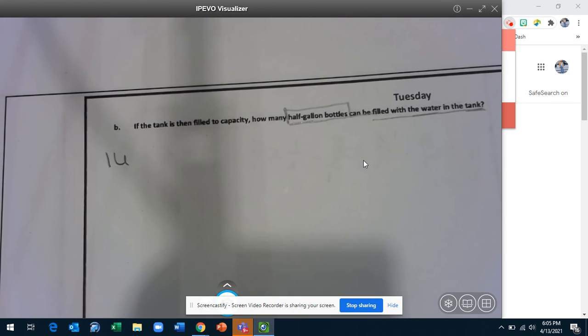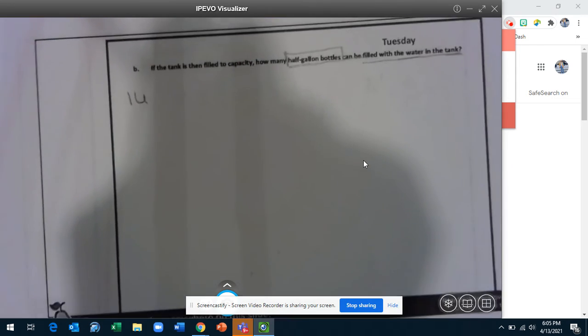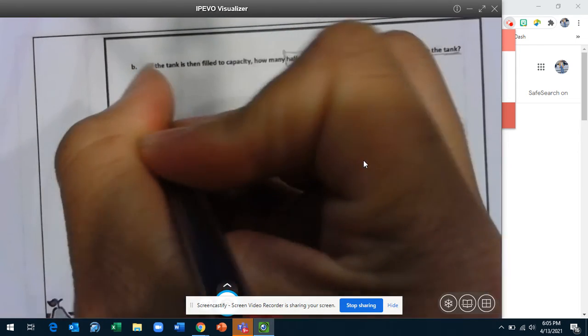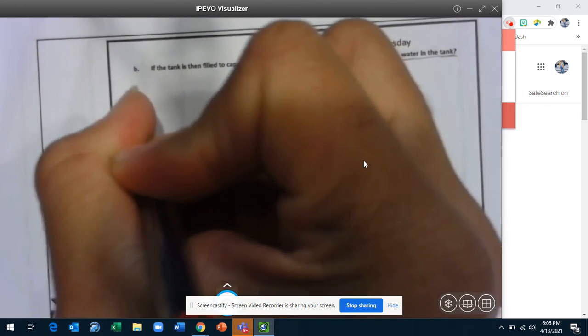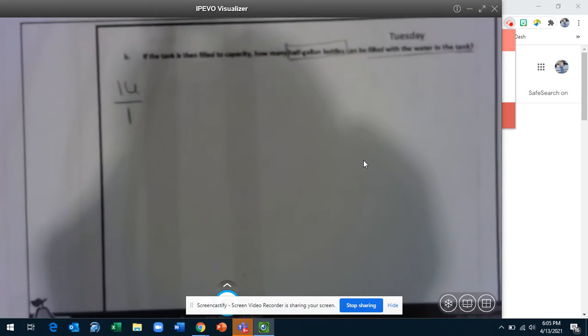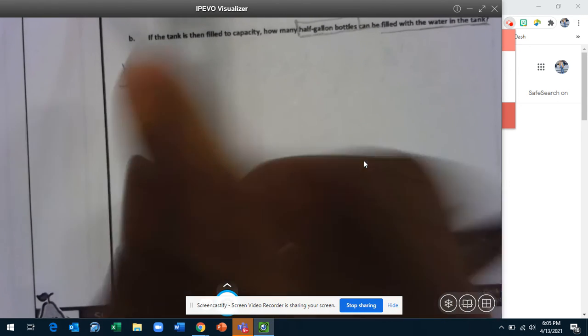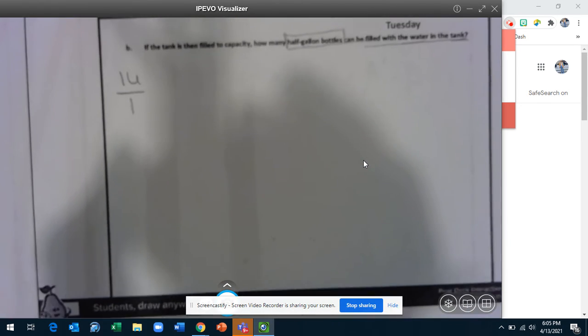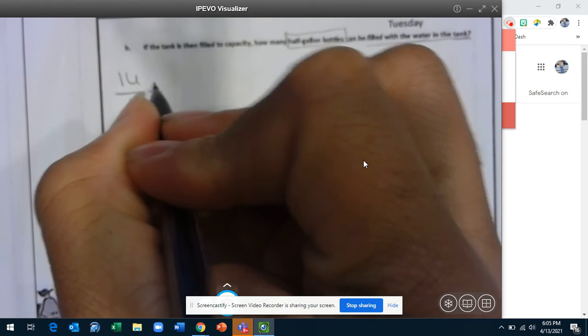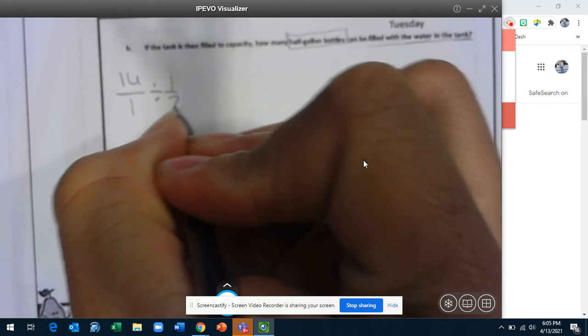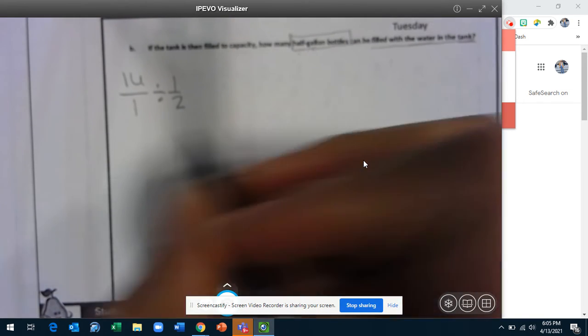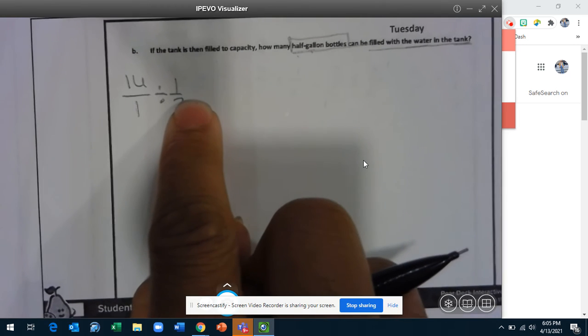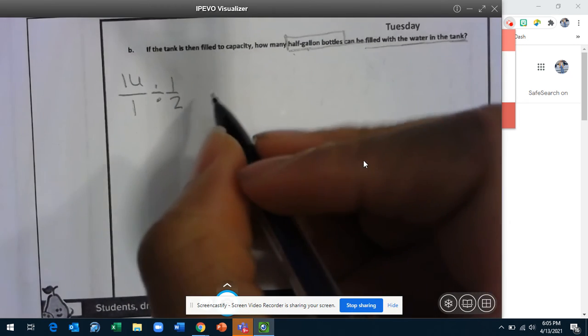So the first thing we want to do is annotate. You learned that there are 16 gallons. So we want to do 16/1. The next thing that we want to do is divide it by 1/2 because it's a half gallon. So you want to know how many half gallons it takes to fill the water tank.